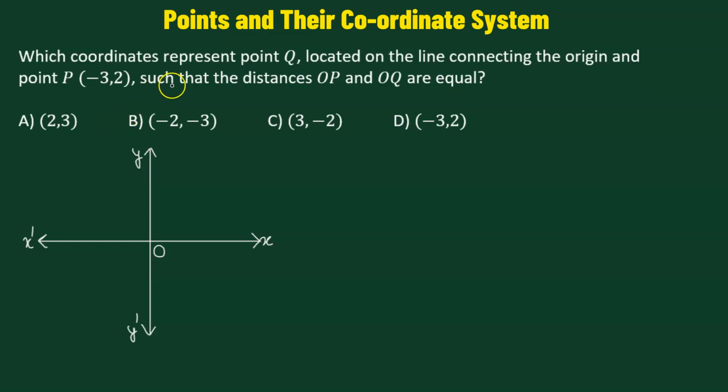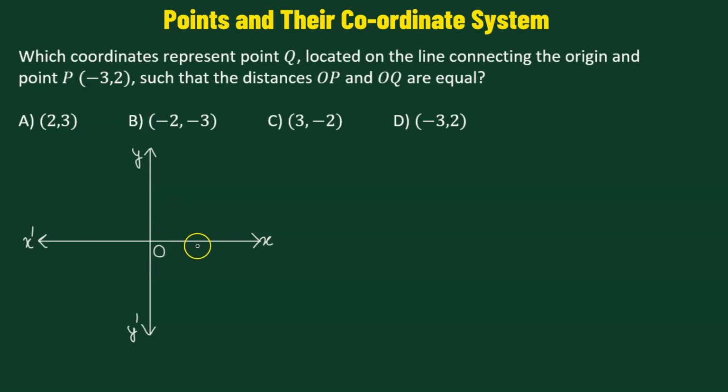So here in this problem, we need to find out the coordinate of a point Q such that it's located on the line joining the origin and point P, and also the distance OP and OQ are equal. We'll try to understand the problem graphically with the help of a coordinate system.